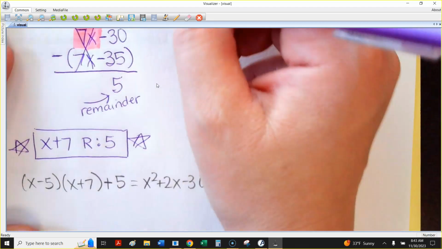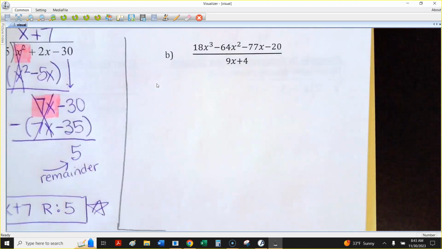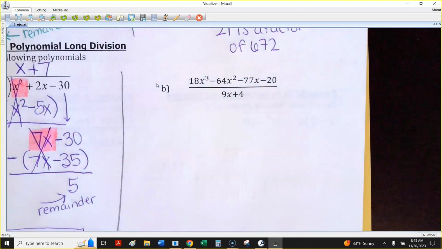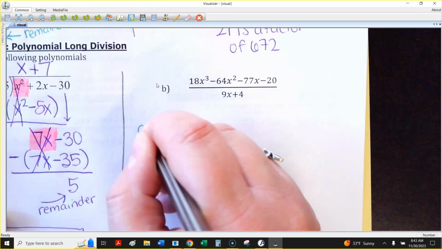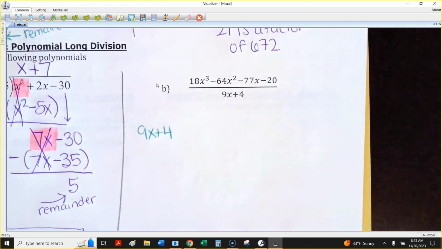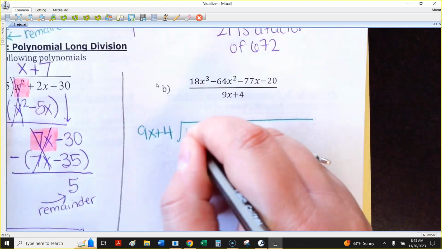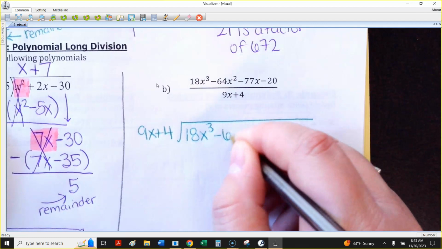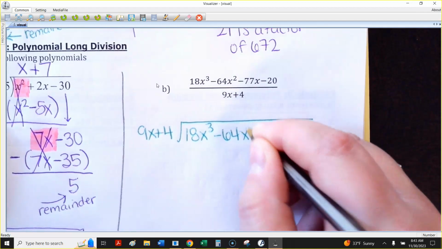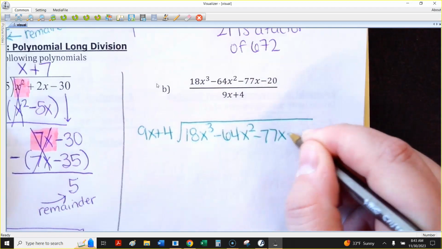Okay, now I'm going to try one more with you here. This is written just a little bit differently. So this is just written like a polynomial divided by a polynomial straight up like a fraction. What I would encourage you to do here, if it's written in this format, I'm just going to rewrite it real quick. Whatever's on the bottom of the fraction would be on the outside if you're doing the division, and whatever's on the top of the fraction would be underneath the division sign. So I'm just going to rewrite this more in the format that first question was. So the 9x plus 4 goes outside, and then this 18x cubed minus 64x squared minus 77x minus 20 would go underneath.